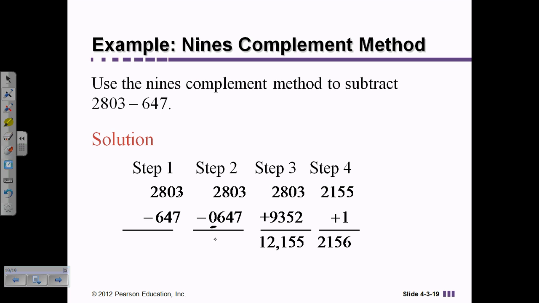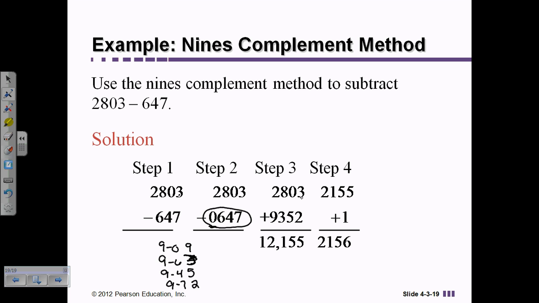The next step is where it's a little bit different. So we're going to take each of these numbers in the subtrahend and subtract it from 9. So 9 minus 0 is 9. 9 minus 6 is 3. 9 minus 4 is 5. And then 9 minus 7 is 2. So then we replace the 0,647 with 9,352.